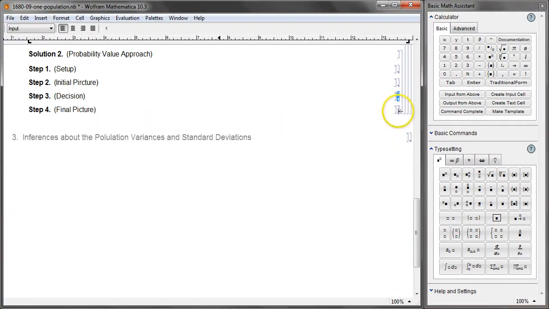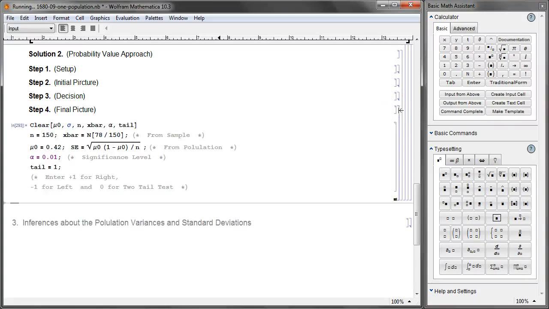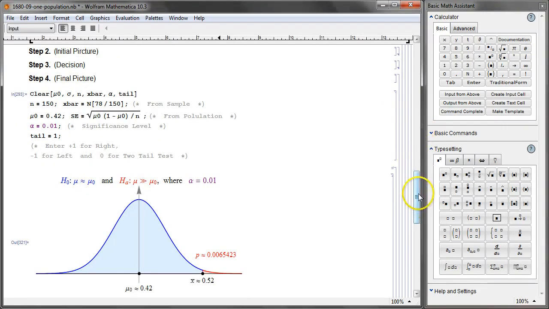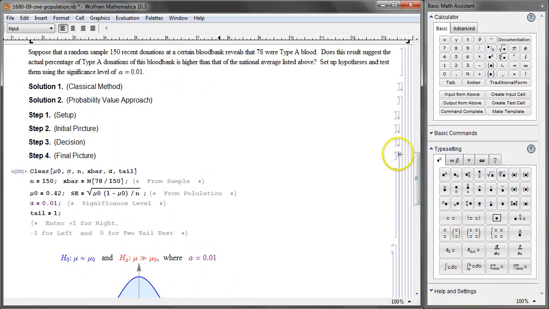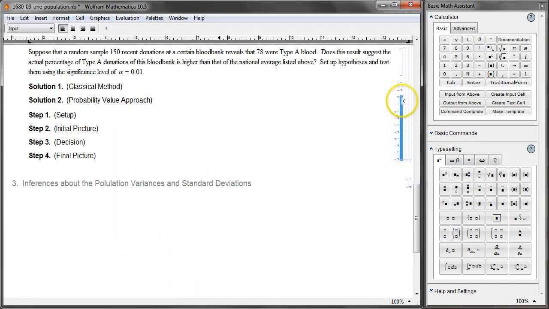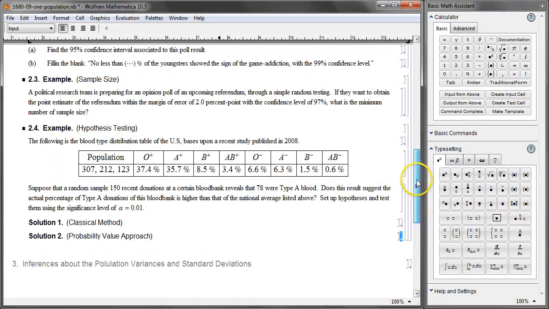Anyway, here is the conclusion, the final picture. The probability turned out to be about 0.0065, less than 1%. So we reject the null hypothesis and accept the alternative hypothesis. If you like this probability value method, please go ahead and do that. It looks like our textbook author likes the probability value approach a lot.